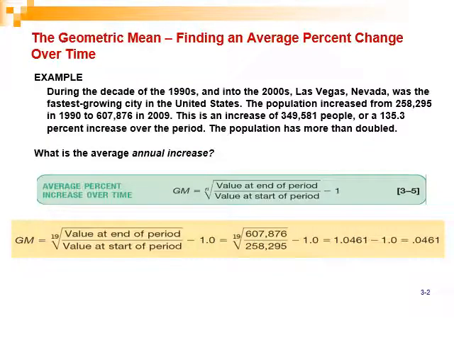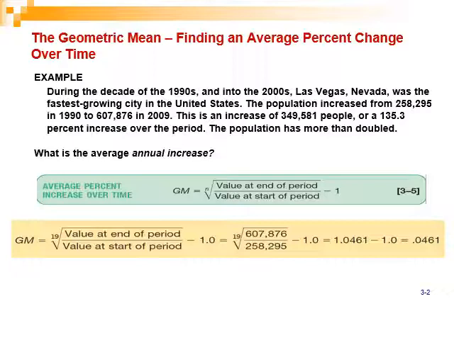Now, let's move to another application for the geometric mean, which is finding an average percent change over time. This means that we have 2 periods, an ending period and a starting period, and we want to know what is the average change over time. What is the change that occurs in this case from the beginning to the ending?